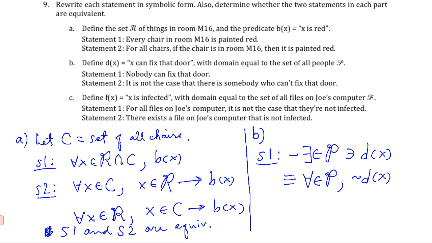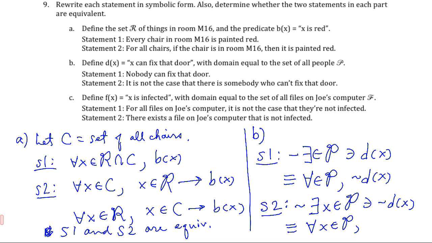Statement 2 said is not the case. Let's do it literally. Let's take this crazy English with all this double negative. It's not the case that there exists somebody in the set of people such that they can't fix the door. And we can write that one in an equivalent form that says for all x in the set of people, they can fix the door. And so S1 and S2 are not equivalent here. One says that everybody can, and the other one says that everybody can't.